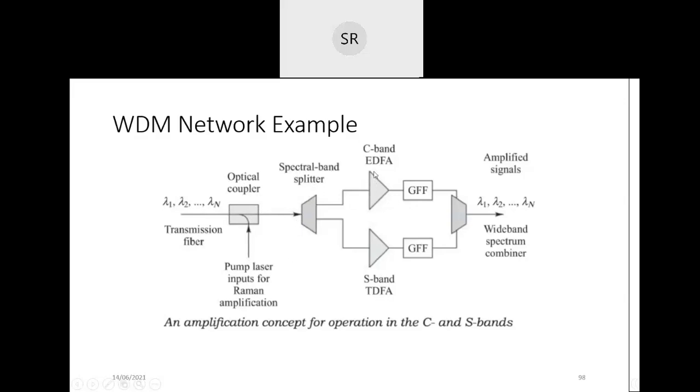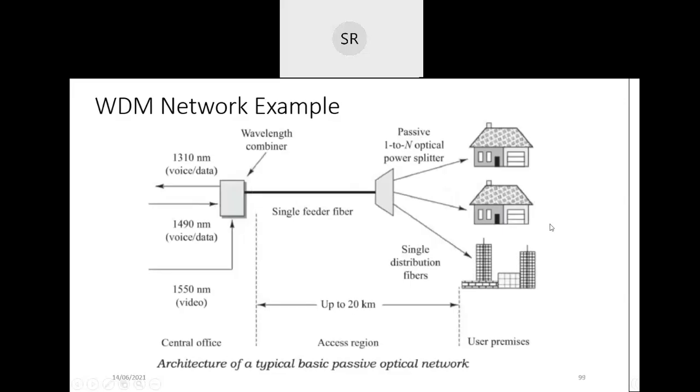Then in the C band, the amplifier is used. This one is about a filter, that is useful for the rejection of this particular wavelength. Okay, and then the signals are combined here, and we'll get lambda 1 to lambda n. This is for the long optical network.